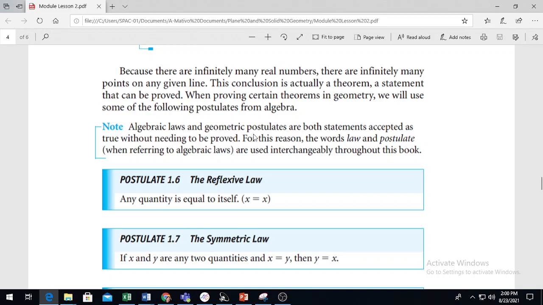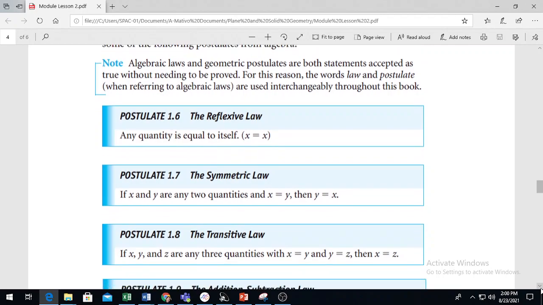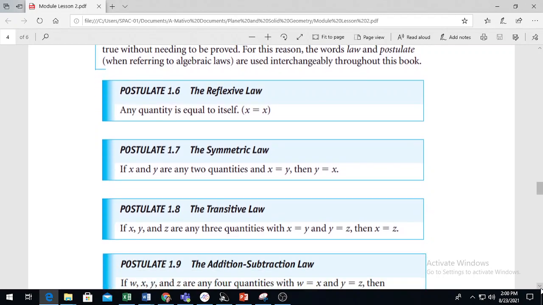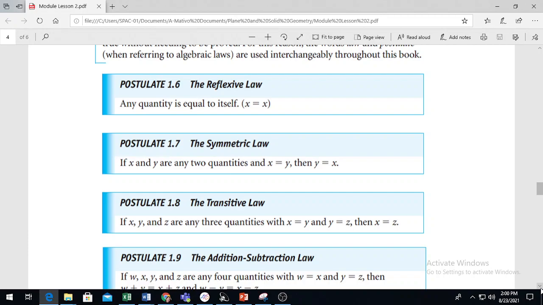Algebraic laws and geometric postulates are both statements accepted as true without needing to be proved. Diba? Katong laws and postulates. Ang theorem lang ang dapat na i-prove. For this reason, the words law and postulate when referring to algebraic laws are used interchangeably throughout this book. So, as we go along the discussion in this class, we can be using postulate and law interchangeably. Remember, they are facts or concepts in geometry that don't need proof.